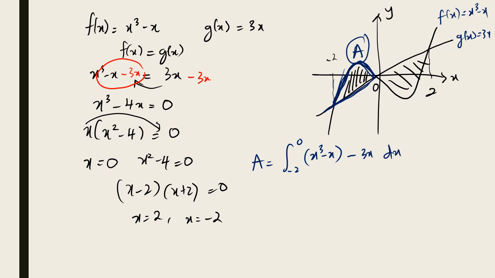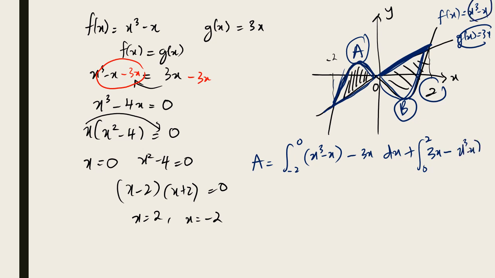And then we add up with area B, starting from 0 up to 2. Which function is at the top? The function at the top is the linear function, which is g(x), subtract the bottom one, which is x cubed minus x, with respect to x. So this is for A, this is for B. We need to find it separately because the top function is changing.